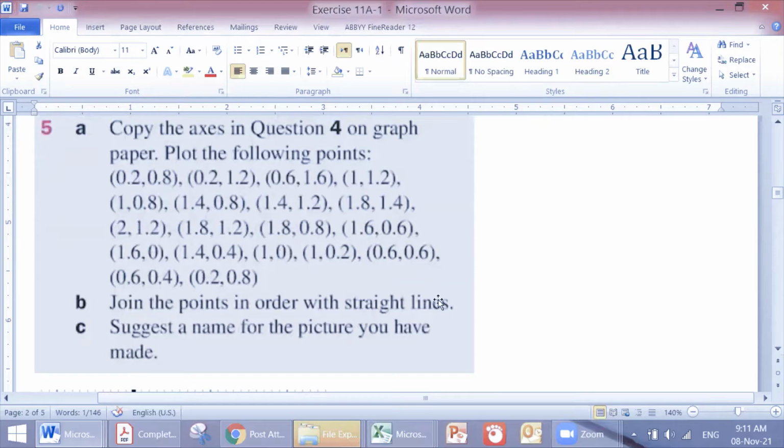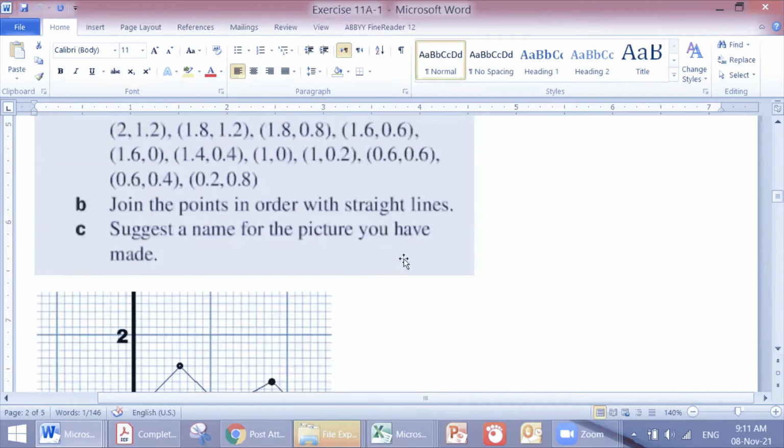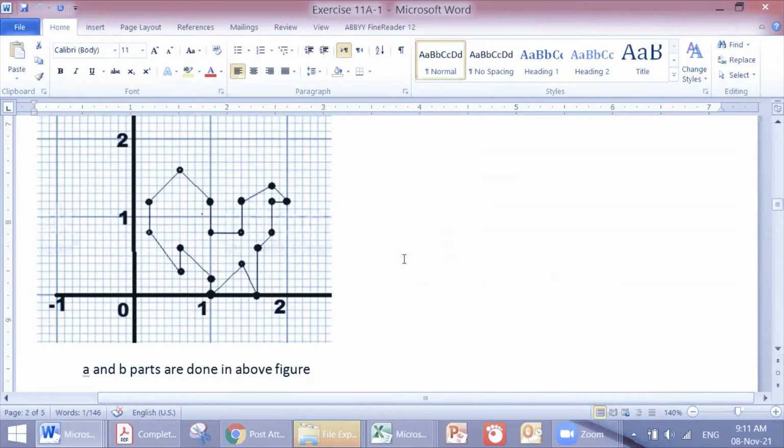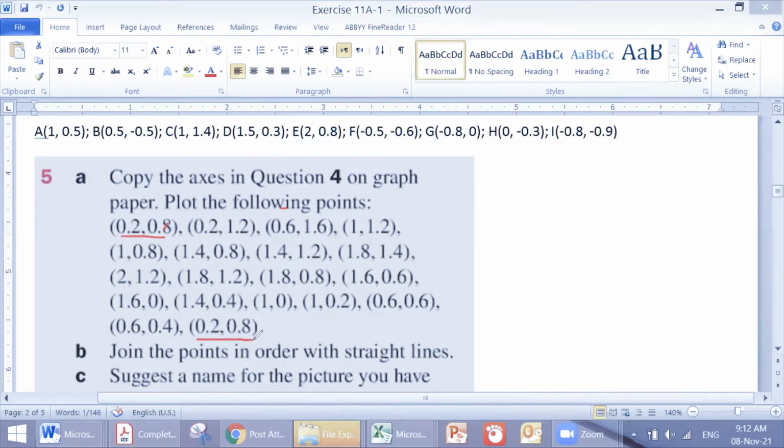And here it says copy the axis in question number 4 on graph paper. The same axis you will copy, and I have done it. So this question I have done by myself on the paint tool, and you can see that this is a picture I have drawn. This is actually a chicken. This is the beak of the chicken and this is the tail of the chicken. As you can see, all these coordinates I draw and then I join them one by one, starting from the coordinate 0.2 and 0.8, and it also ends here at 0.2 and 0.8.